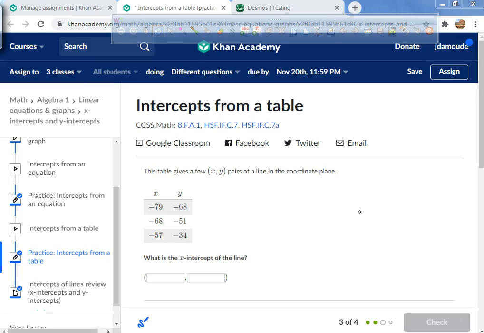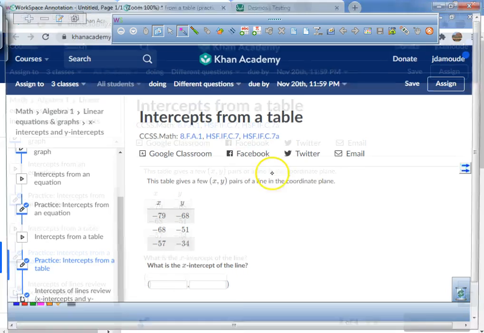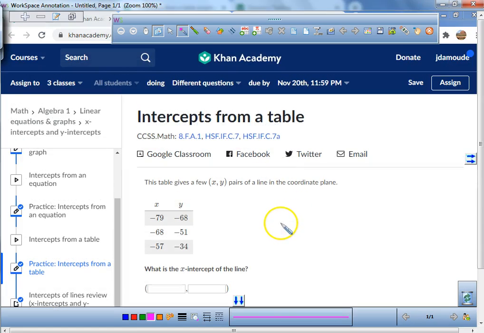Alright, so in this video we're looking at how to find x or y intercepts from a table of ordered pairs. I'm going to show you how to do this by hand, and I'm also going to show you how to do it in Desmos that you would be allowed to use if you're taking a STAR test at the end of the year.